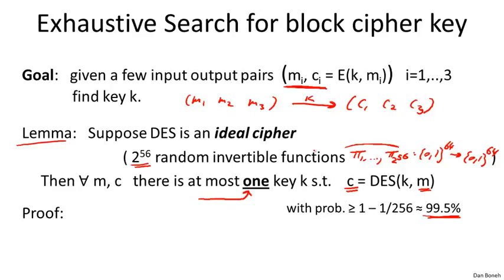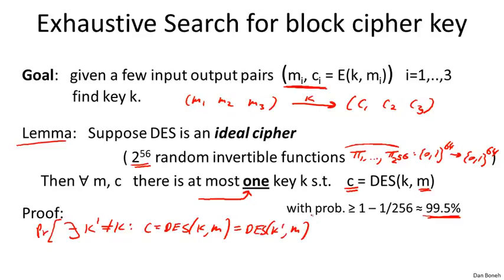This is fairly straightforward. So what we're basically asking is, what's the probability that there exists some key that's not equal to K, such that, well, C we know is equal to DES(K, M), by definition of C and M, but we're asking how likely is it that there's this other key K' that also satisfies this equality. You realize that if such a key K' exists, then just given M and C, you can't decide whether the right key is K or K', because both of them work. Okay, but I want to argue that this happens with low probability.